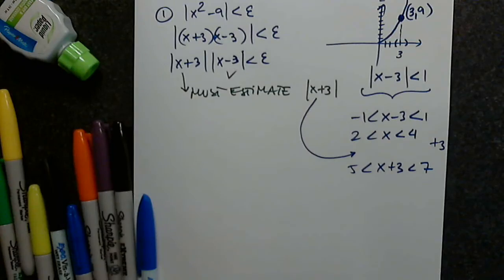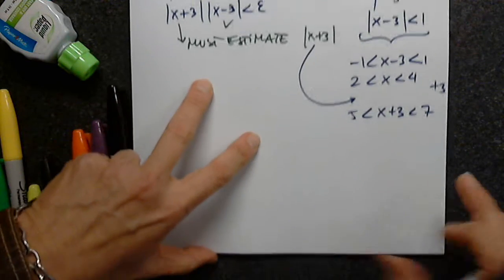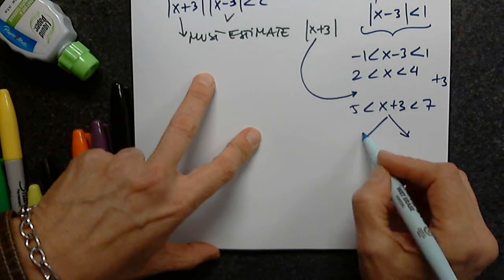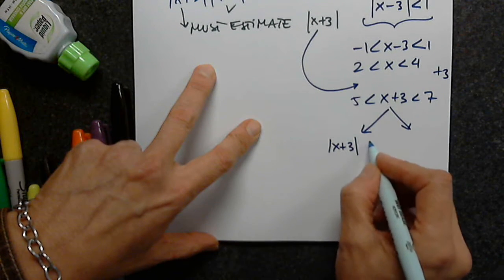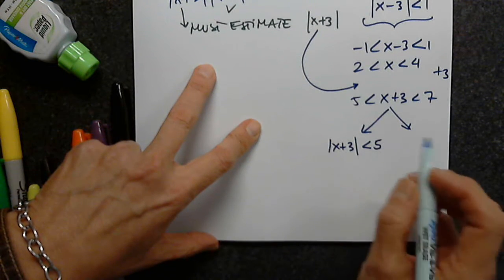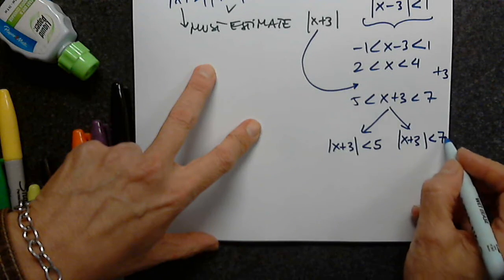So once I know that x is between 2 and 4, then I know that x plus 3 has to be between 5 and 7. And now I have two options. Option number 1 is the absolute value of x plus 3 less than 5. We'll discuss both options. Or x plus 3 in absolute value is less than 7.